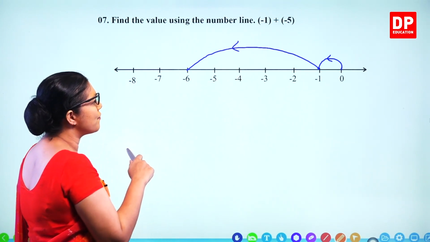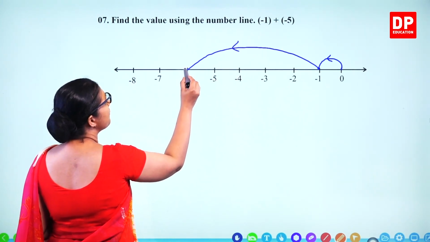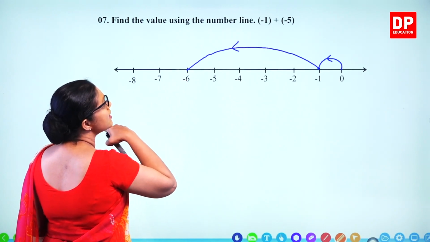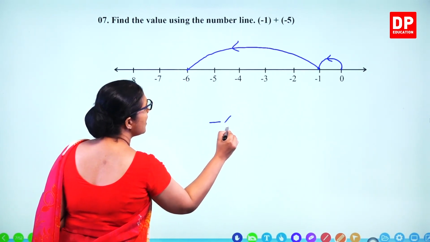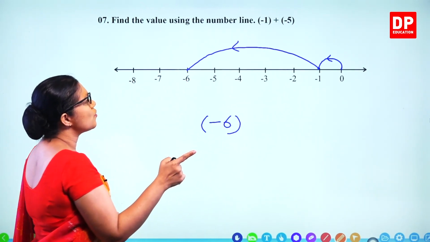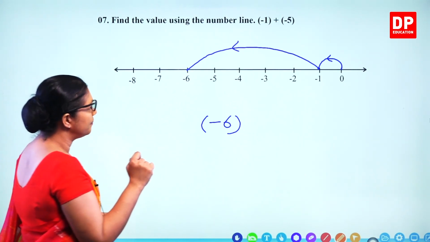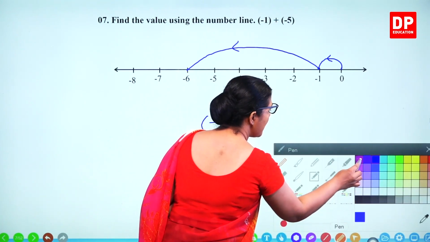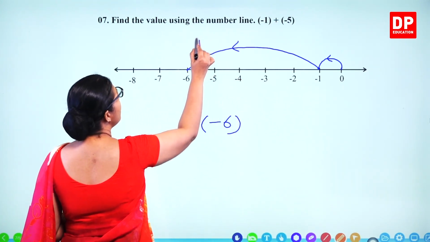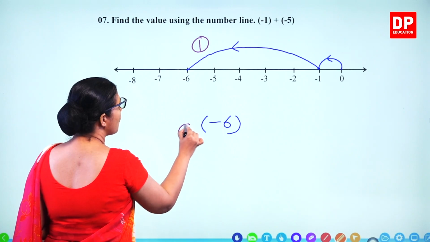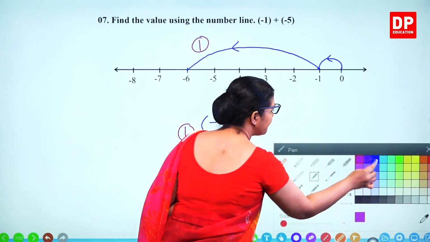Another -5 to the left now. Minus means to the left. So what's the answer? You will end up with -6. So that's the answer. -1 plus -5 becomes -6. You have to show it with the number line. That's one mark, and 1 mark for the final answer.